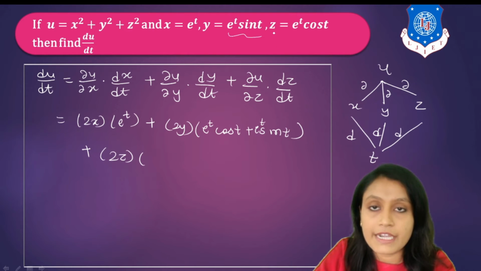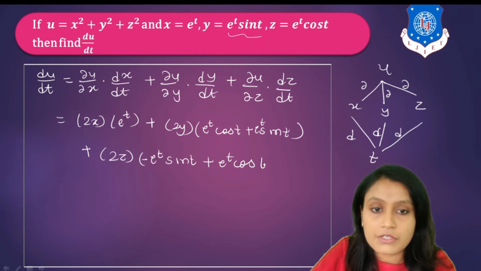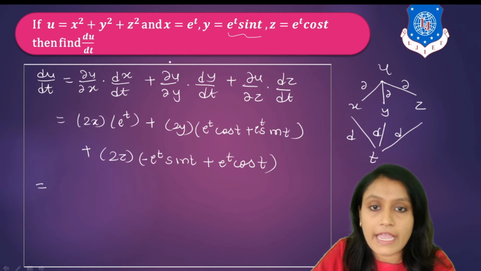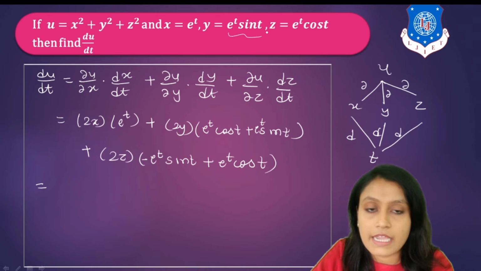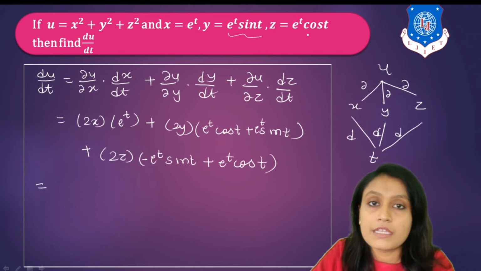So the derivative of z with respect to t, right? So again we have to apply the uv rule formula. So you will get here e raised to t, and the derivative of cos t, that is minus sin t, plus cos t as it is, and the derivative of e raised to t is e raised to t. So you will get this term. Now in place of x we have to write e raised to t, in place of y e raised to t sin t, in place of z e raised to t cos t, and we have to just simplify.